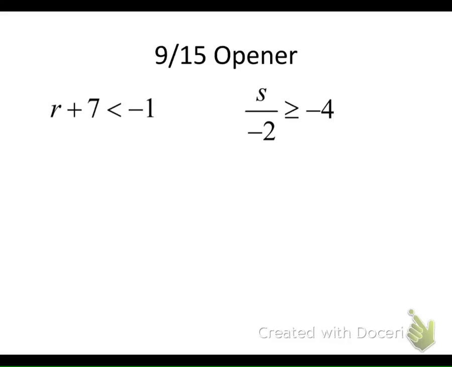Okay? So let's take a look at the first 2. We have r plus 7 is less than negative 1. We're still going to circle our variable and draw our line of equality. Now my goal is to get the r by itself.